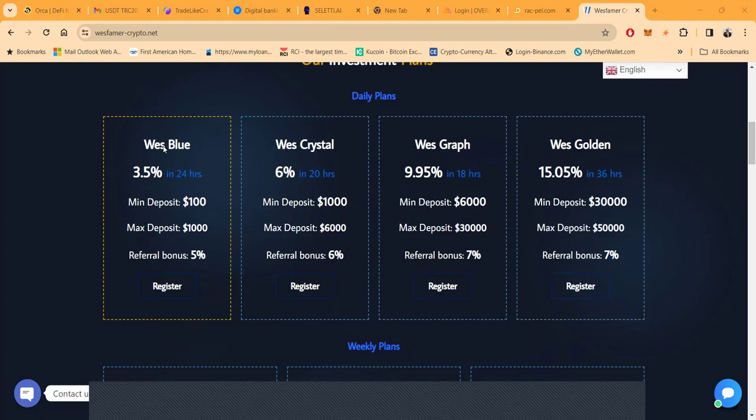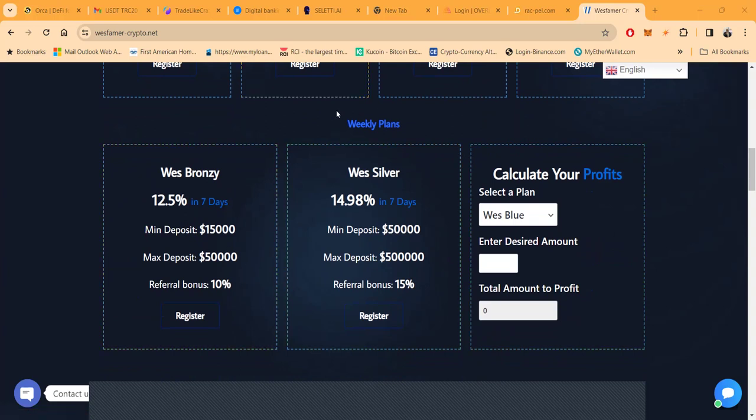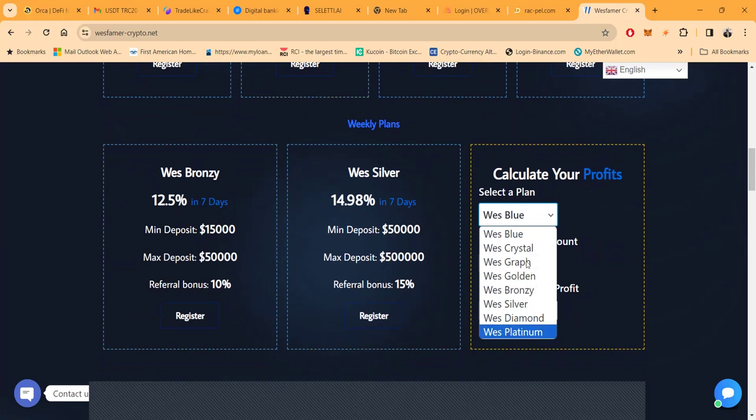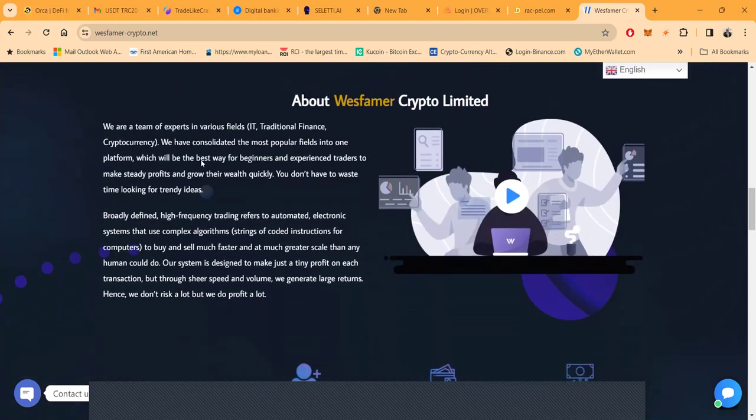Now, folks, I like these daily plans right here, so I would be in this range or this range, depending on when I got started. Then they got weekly plans too, 12.5% in 7 days and 15% in 7 days, but you need 15,000 and 50,000. Of course, you can calculate these different plans they got. It's right there, folks.